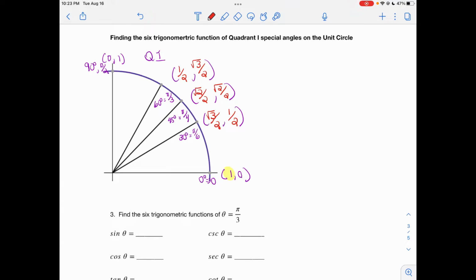So again, from quadrantal angles, we know the cosine of 0 degrees is 1. The cosine of pi over 6 is square root of 3 over 2. Cosine of pi over 4 is square root of 2 over 2. And cosine of pi over 3 is 1/2.